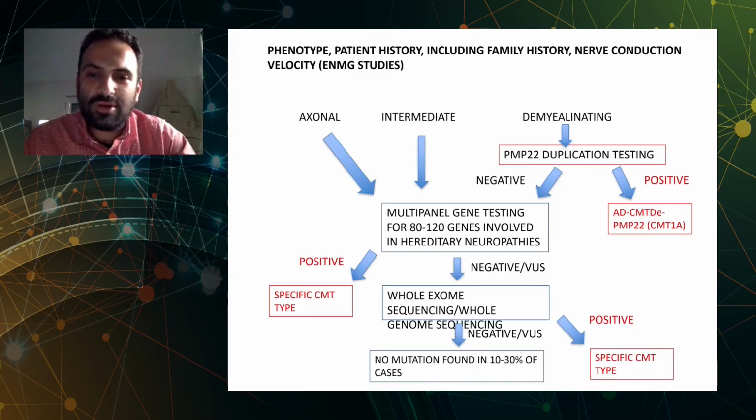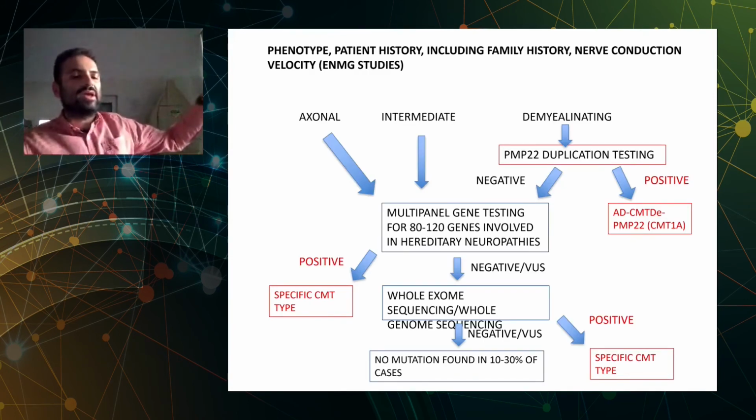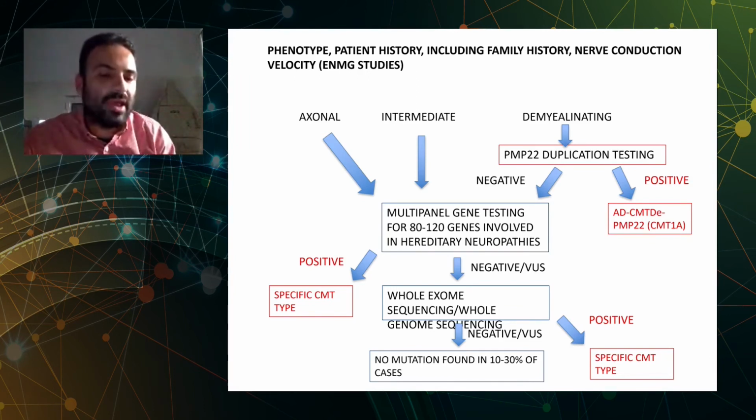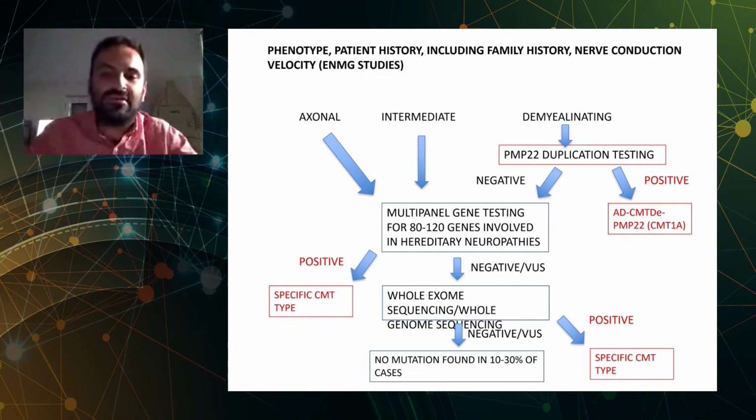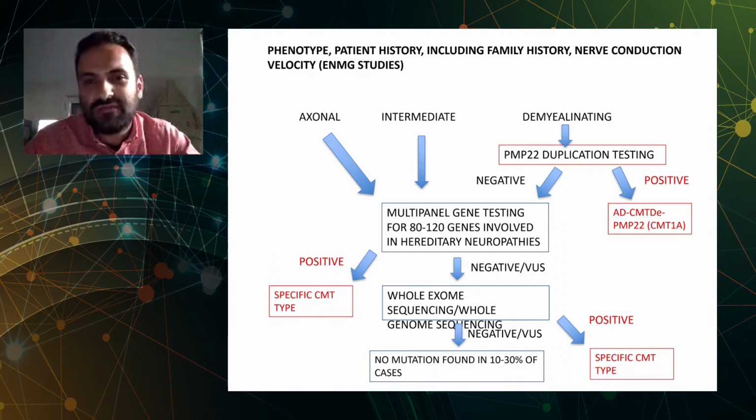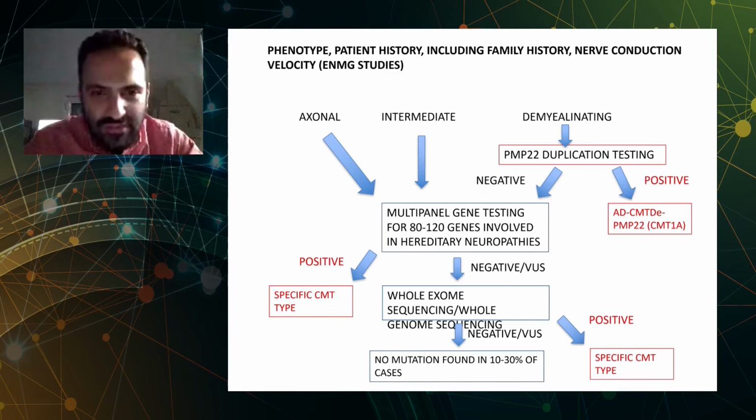So this is very important nowadays. We had no information 40, 50 years ago. So we were not able to analyze the genes involved in CMT, but nowadays we can do that. So the first tier test that we perform, especially if it's a demyelinating patient, is the PMP22 duplication, which is responsible for the greatest share of CMT patients.